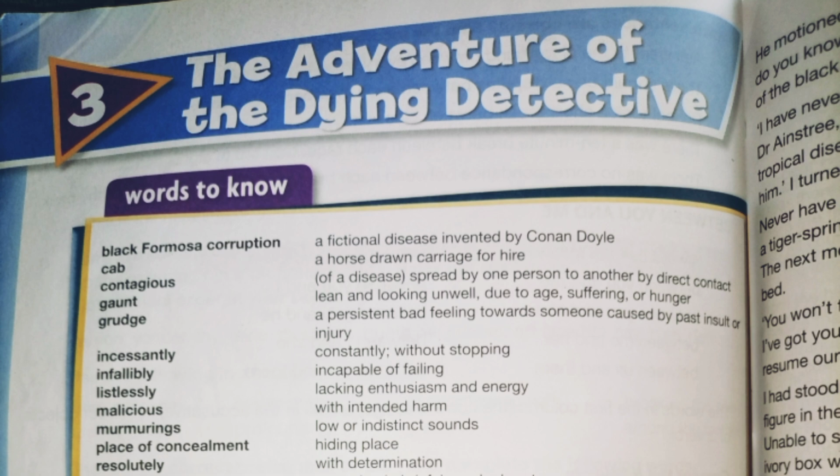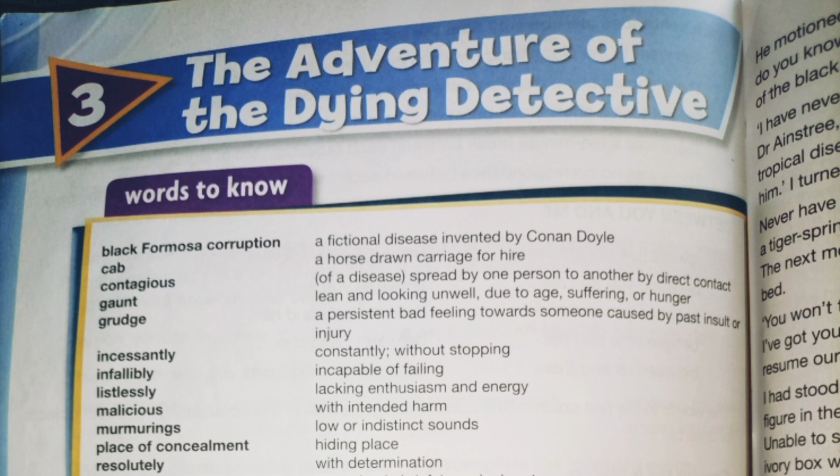Number 2 is cab, a horse-drawn carriage for hire. Number 3, contagious. Contagious basically means spread by one person to another by direct contact, for example, coronavirus. So, it was also spread by direct contact. Next is gaunt. Gaunt basically means lean and looking unwell due to age, suffering or hunger. Or you can say very thin.